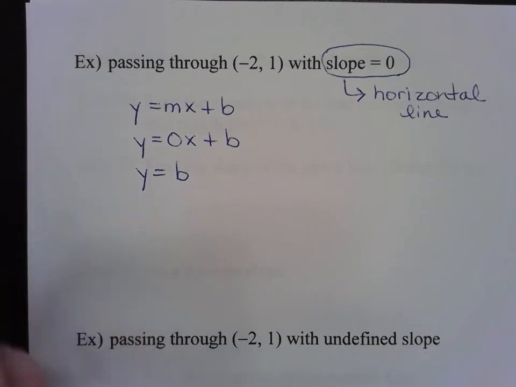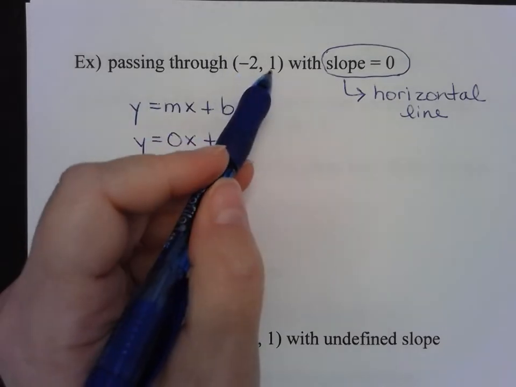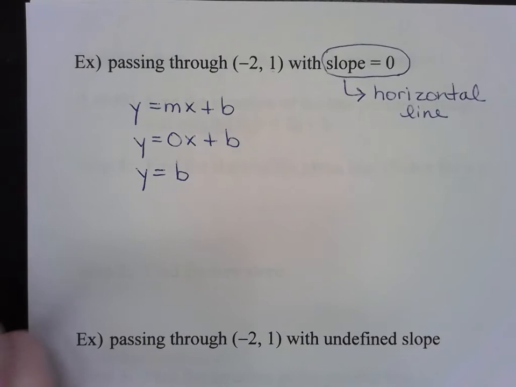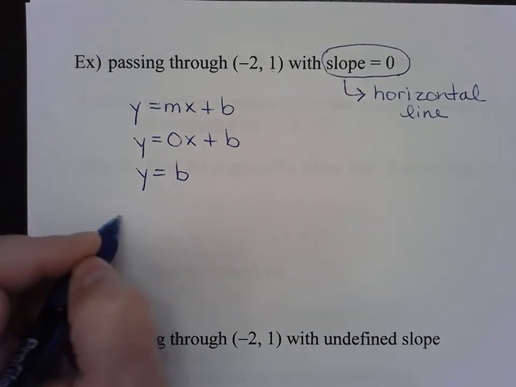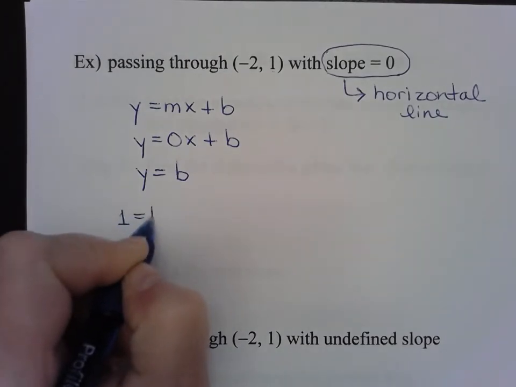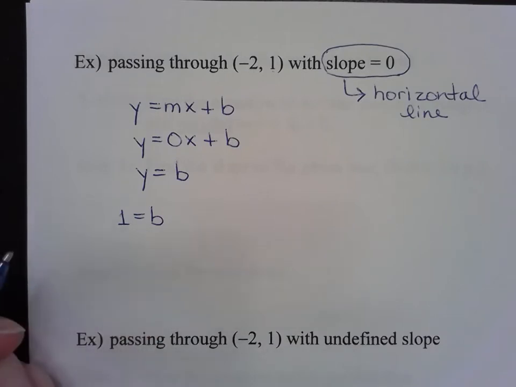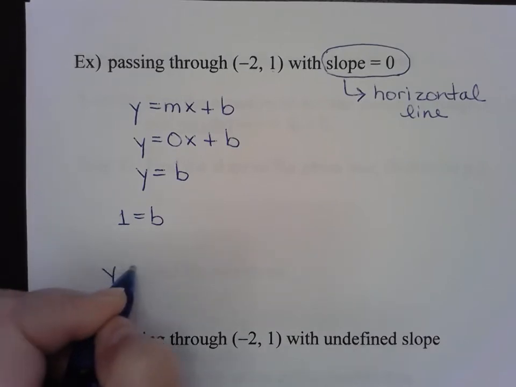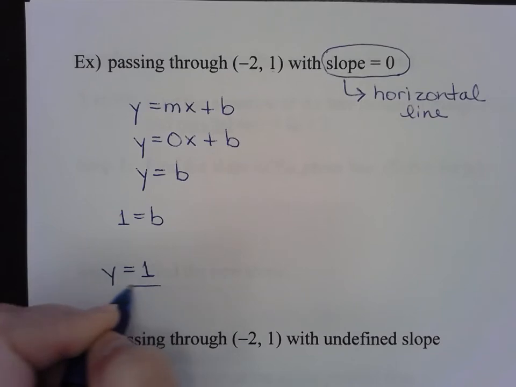Okay, so really we just have to plug in the 1. This feels a little weird. So b is 1. So really our equation is y equals 1.